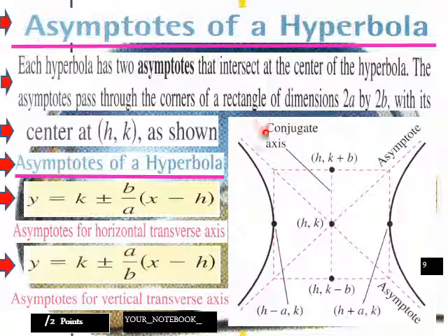In case we had a hyperbola that was like this, you would use this formula to find your asymptotes. In this case, we have a horizontal transverse axis, so we would use this formula as our way of finding the equation for these asymptotes.